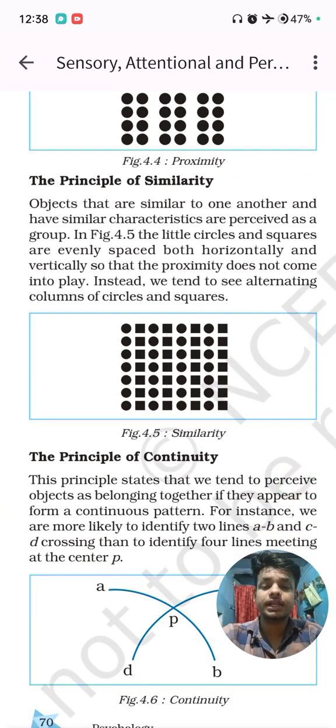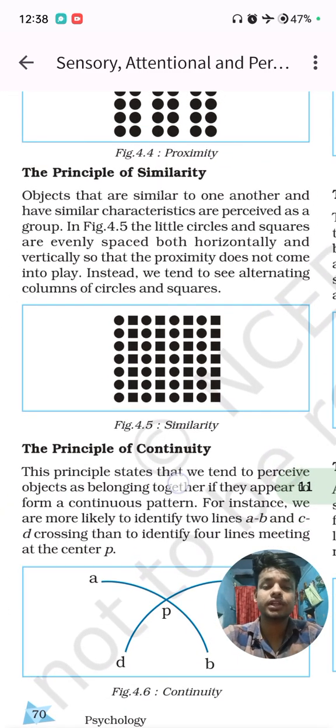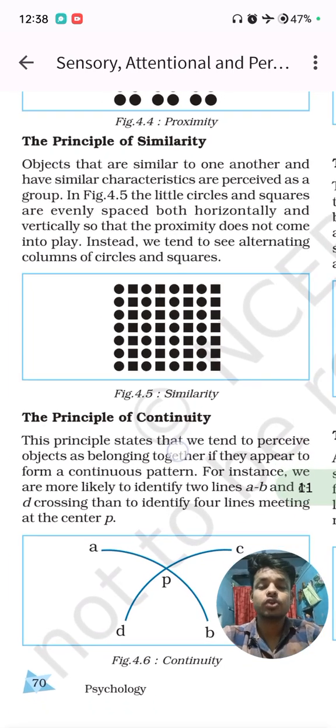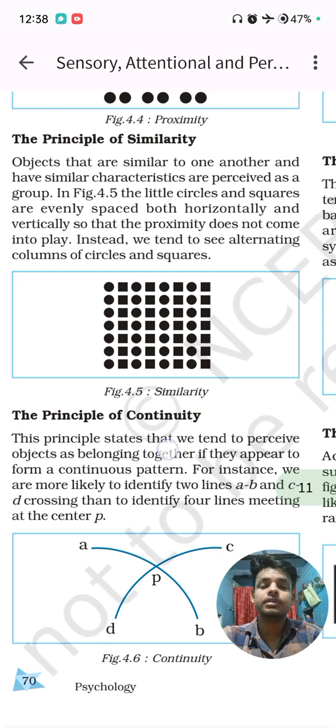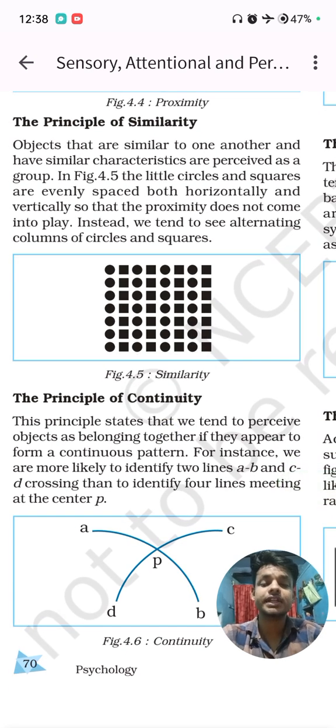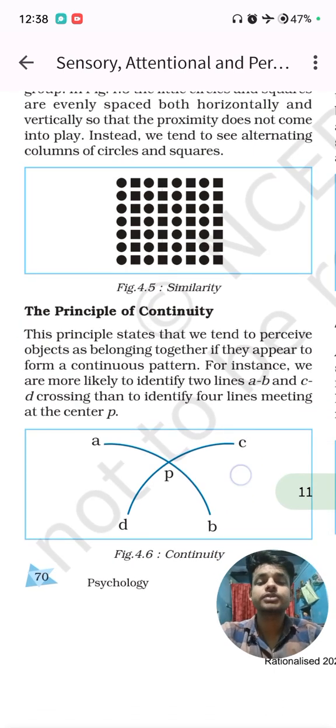Principle of similarity. Objects that are similar to one another or have similar characteristics are perceived as a group. In figure 4.5, the little circles and squares are evenly spaced both horizontally and vertically, so proximity does not come into play. Instead, we tend to see alternating columns of circles and squares.